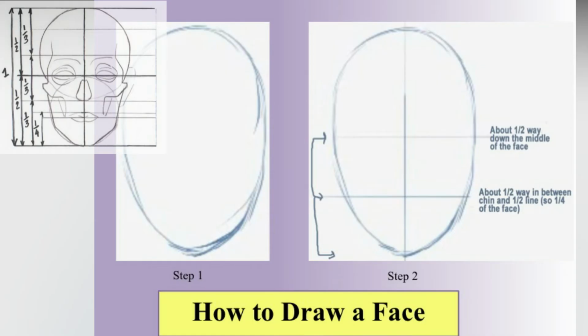How to draw a face. Step 1. Take your pencil and draw an oval. Try to make the shape no smaller than your hand.